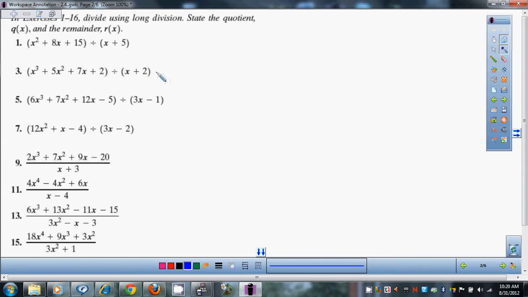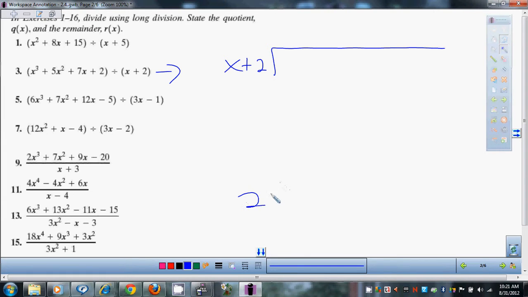Let's go ahead and just look at number 3. X plus 2 is our... I'm horrible with my vocabulary here. Let's see, if we had like 2 divided by 1, 1 is the divisor, and this is the dividend. Dividend, divisor. Got it. I've been messing up my vocab all day.